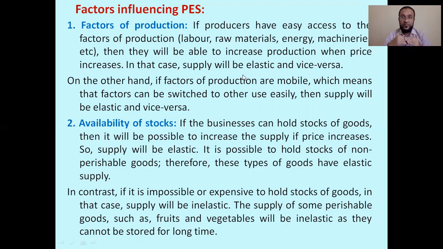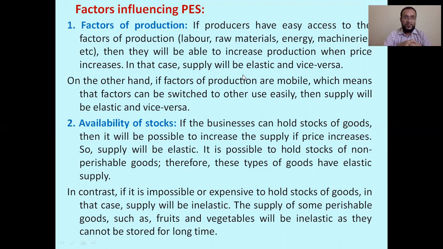If there is factor mobility, then supply will be elastic. If there is no factor mobility, that means producers cannot use the same raw materials or same factors of production to produce another good. It is called the factor immobility. Due to the factor immobility, supply will be inelastic.